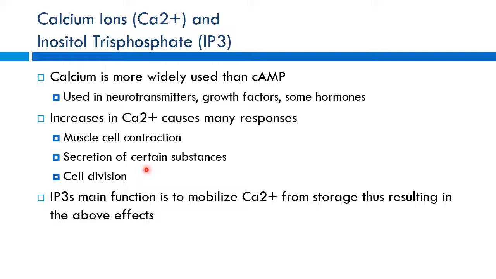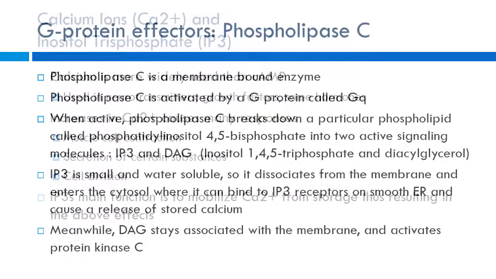So, for instance, which cells of the pancreas release insulin? Your beta cells, right? So this is actually kicked off by increasing calcium release within those beta cells. That can stimulate the release of insulin from the vesicles contained within the beta cells, right? So there's lots of different ways we can utilize calcium here. It can also affect cell division. And then we're also going to see that the main function of IP3 is to mobilize calcium from storage rather than facilitating these other effects. I'll show you what that looks like in a minute.